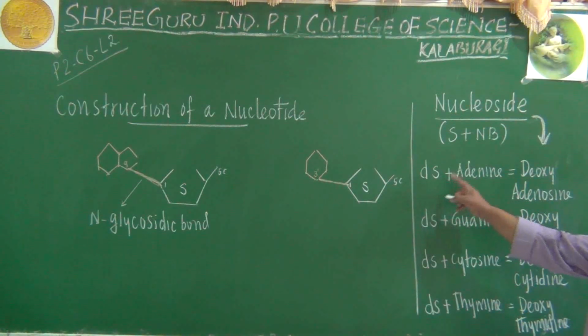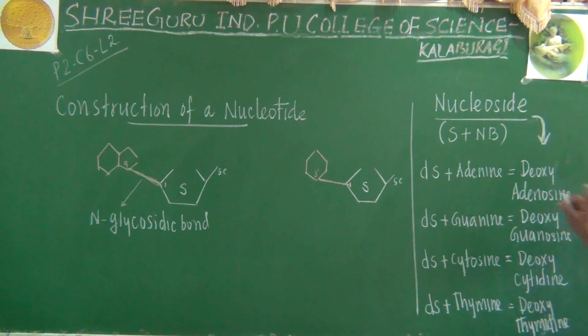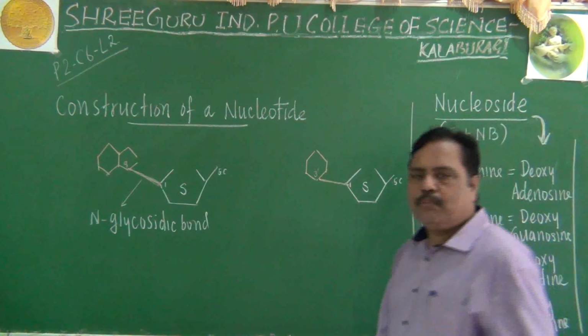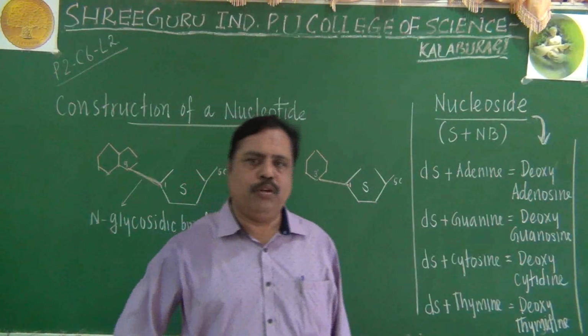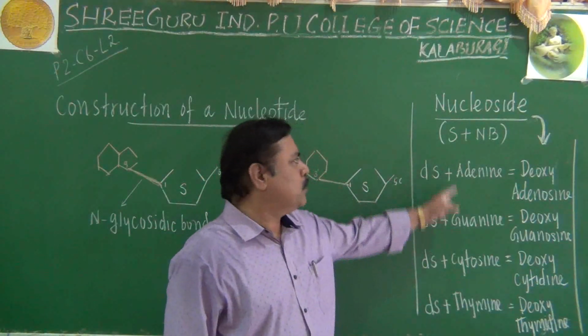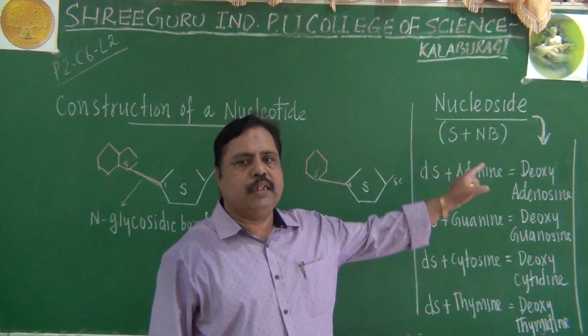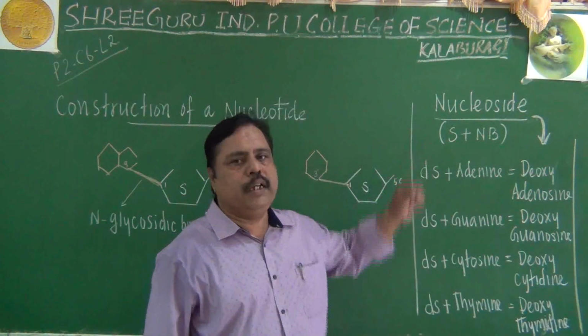Here, deoxyribose sugar plus adenine will give you deoxyadenosine. Deoxyribose sugar plus guanine will give you deoxyguanosine. Deoxyribose sugar plus cytosine gives deoxycytidine, and then deoxythymidine. Please remember, there is no deoxyuridine. Uracil will not be present in DNA. I told you already, there will be only 4 types of nucleosides. You can see this in the DNA molecule.